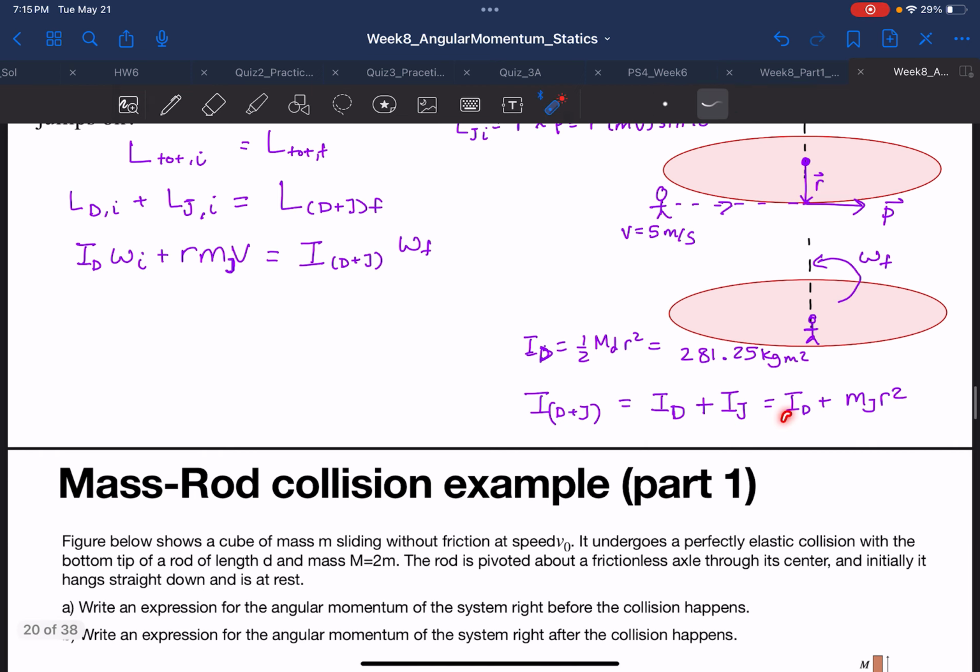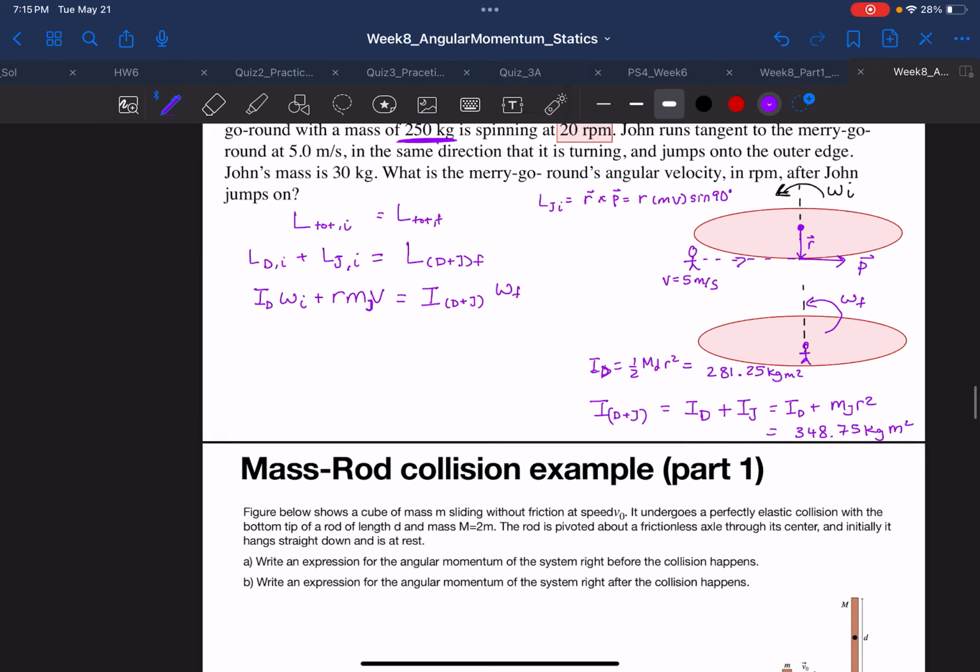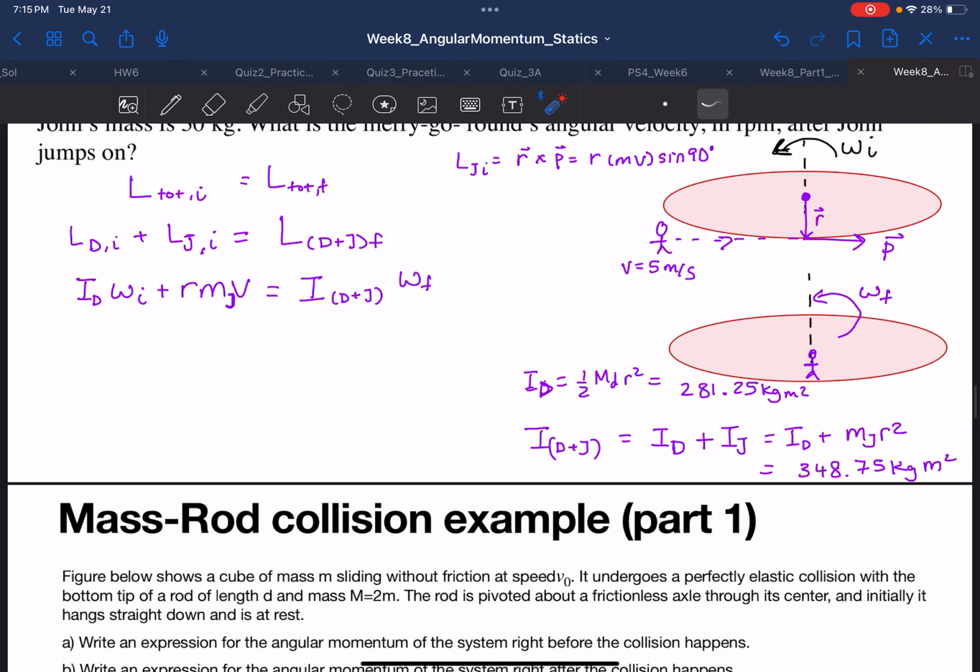You already found I disk about the center is this, so you can plug that number in, plug in John's mass, plug in 1.5 meters for John's radius, and we get that this total moment of inertia should turn out to be 348.75 kilograms meters squared.